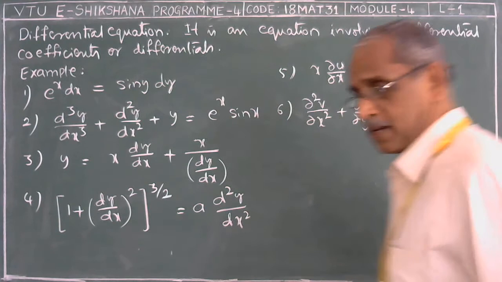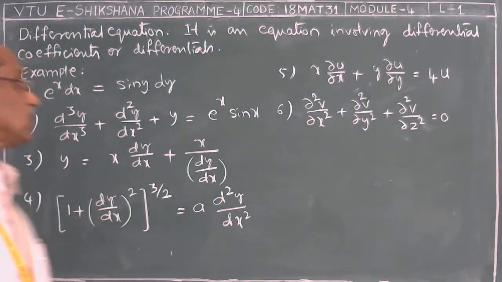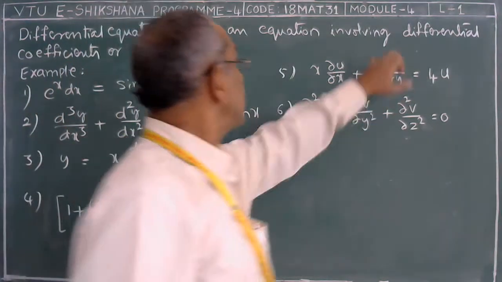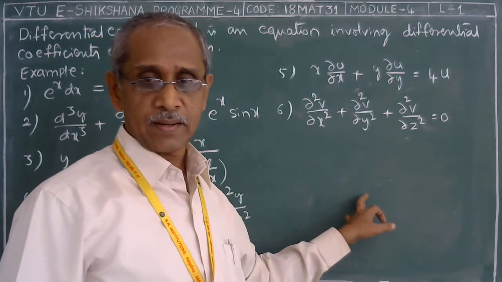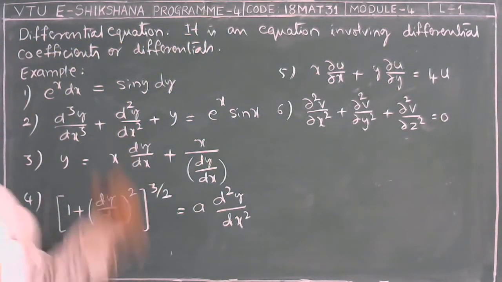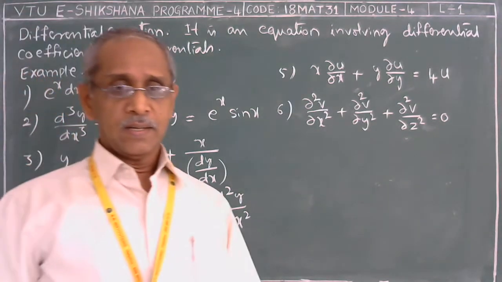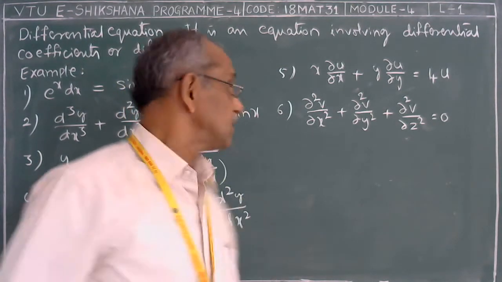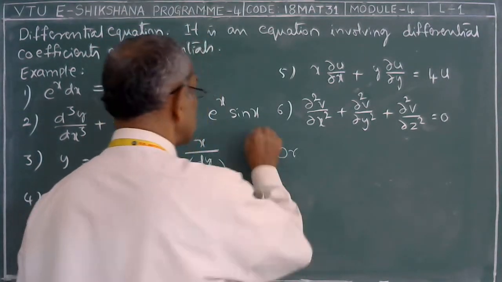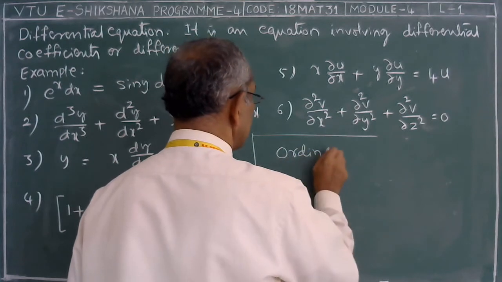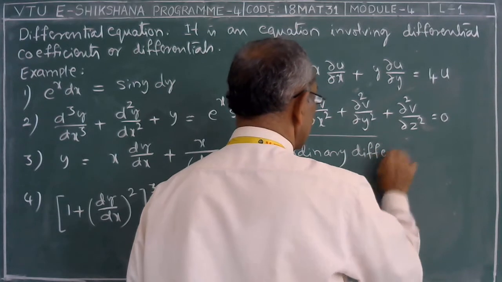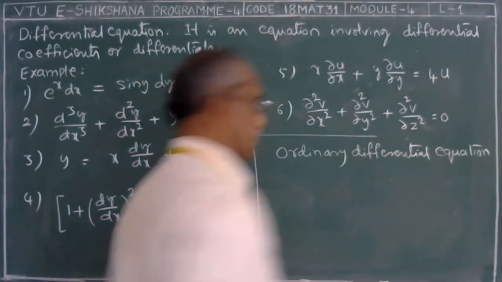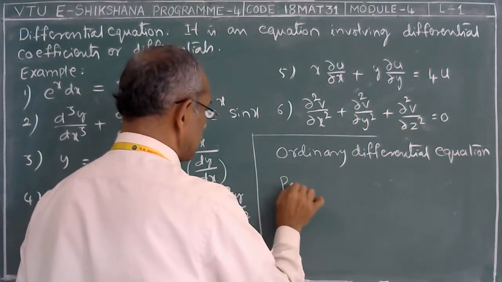All these differential equations contain differential coefficients. So as you see here, there are two types of differential equations. Equations 1 to 4 belong to one category and equations 5 and 6 belong to another category. So this differential equation can be classified into two types: ordinary differential equation and partial differential equation. So what is ordinary differential equation?